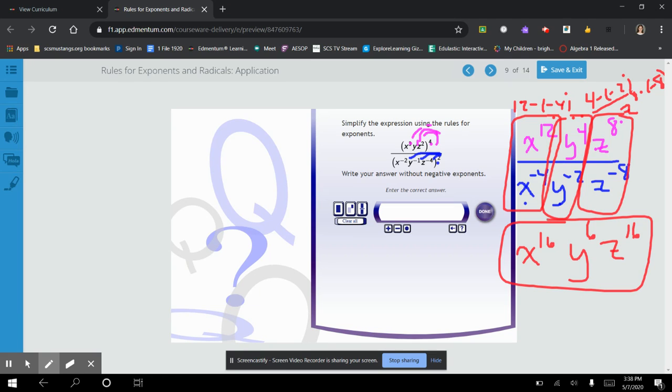So if we look at our answers, I've got one of each variable type. All of my exponents are positive and none of them are 0. All right, so let's take a look at the next one.